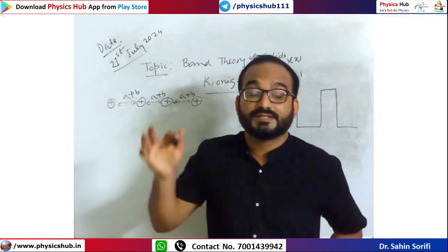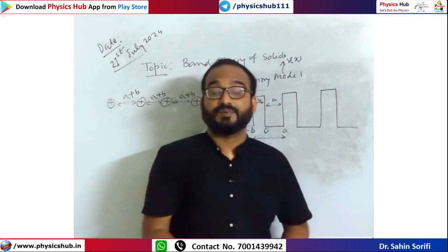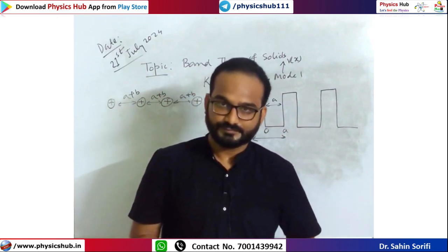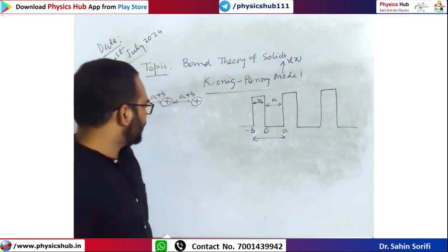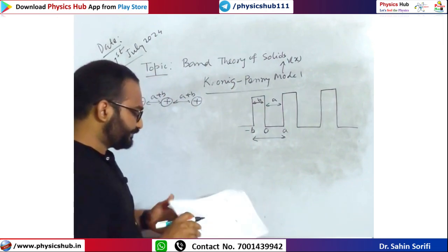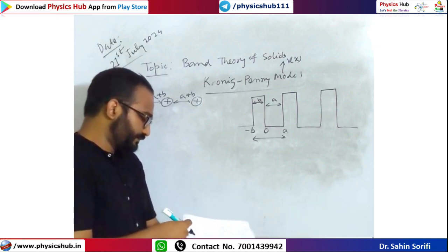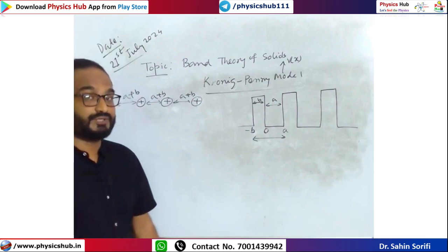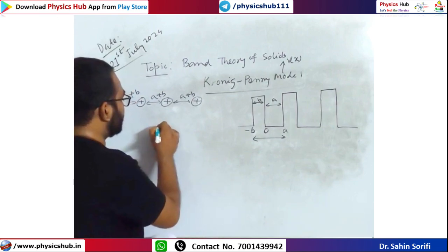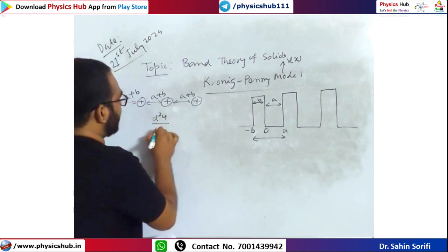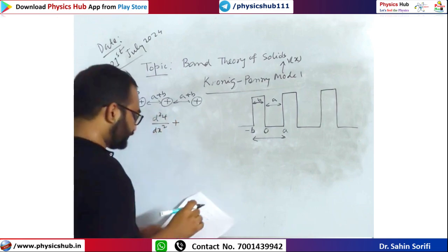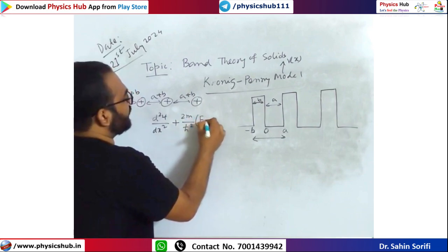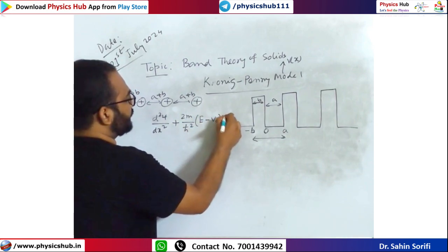Now this is a periodic potential. For this kind of periodic potential we need to know a theorem called the Bloch theorem. Okay, for the constant potential, what do you get for the Schrodinger equation? d squared psi by dx squared plus 2m by h bar squared times (E minus V naught) into psi is equal to 0.